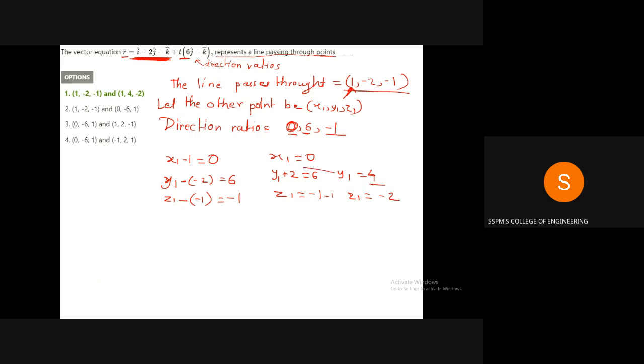So x1, y1, z1 is equal to 0, 4, minus 2. Sorry, not 0, it is x1 minus 1, so x1 is equal to 1. So (1, 4, minus 2) is our second point. And the first one is directly given in the vector equation, which was (1, minus 2, minus 1). So one point is already given, and the second point you can find out using the direction ratios.